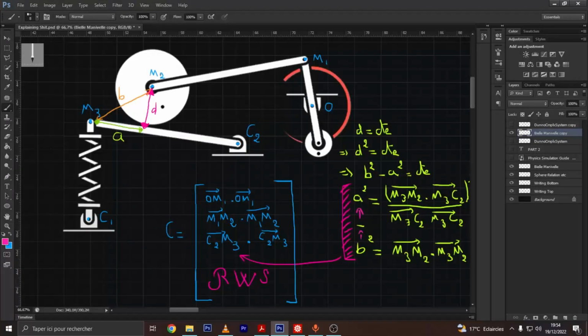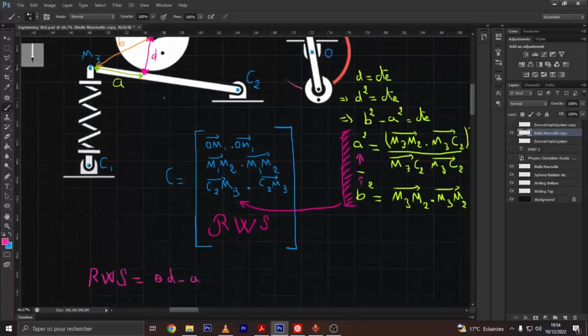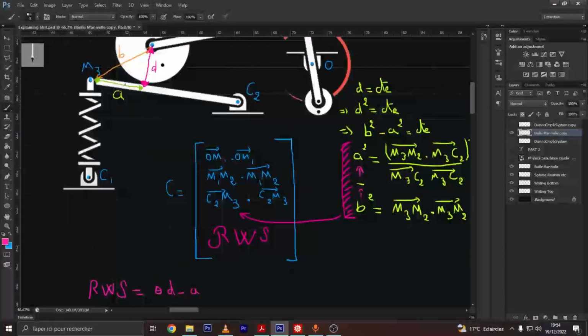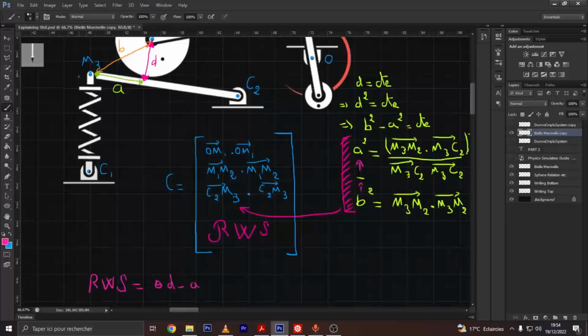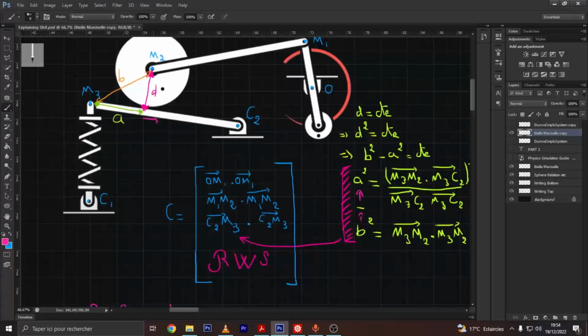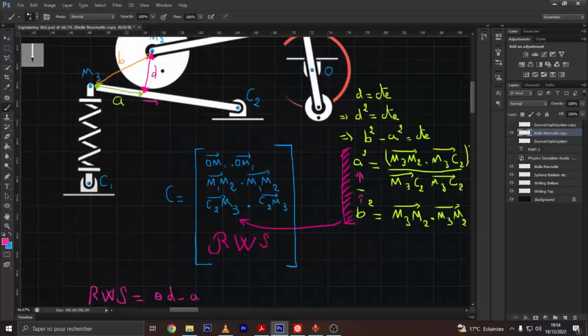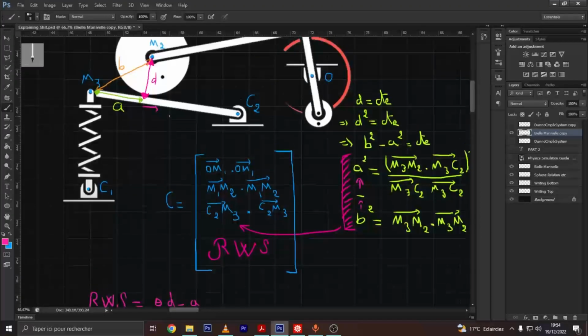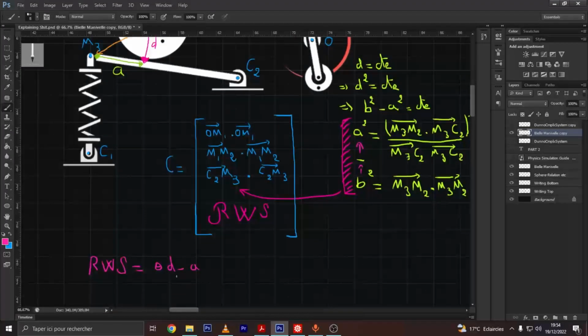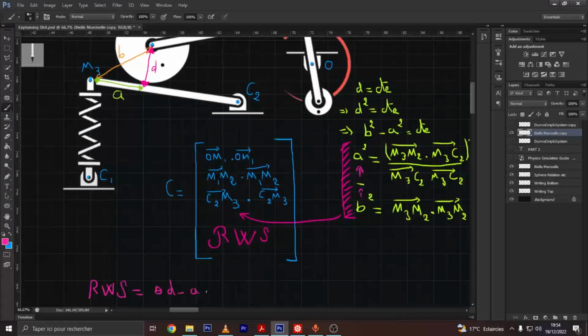The point is it's an angle that revolves with the disk. So we need to know that if this distance becomes bigger, then d is a constant, which is the radius of the disk, so d times theta should also become bigger. So theta becomes bigger, and this is the proportionality constant. It's d. So we need to have theta d minus a. It should be equal to a constant.